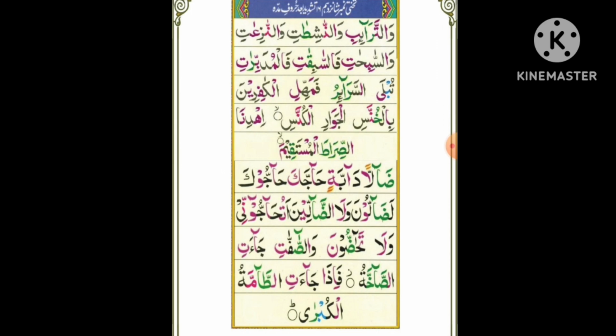Then you have ihdina. But in the next line, you can see that the sod has a tashdeed and it is dependent on the predecessor. And the predecessor is ihdina. So we will join the noon with the sod. Noon sod zabar nas. Ihdina siratal mustaqima.